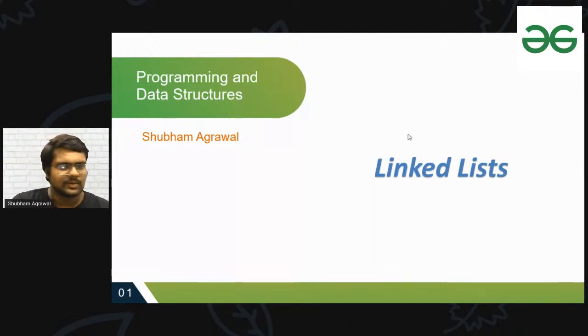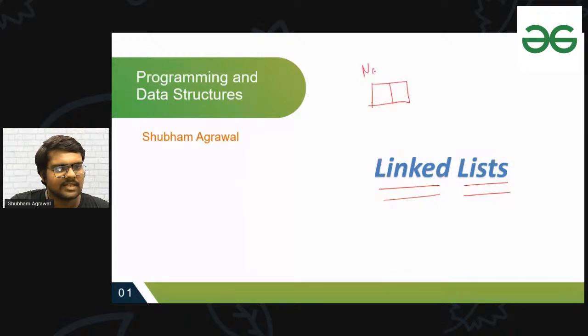Today we are going to study linked lists. Linked lists are a linear data structure in which a node is present. The data is present in the node along with the link to the next node. This is the basic idea of a linked list, in which we allocate memory dynamically.